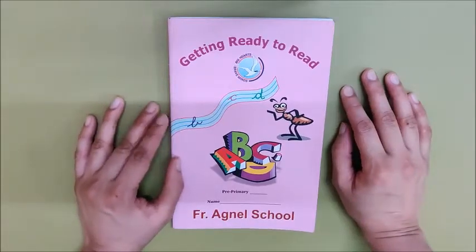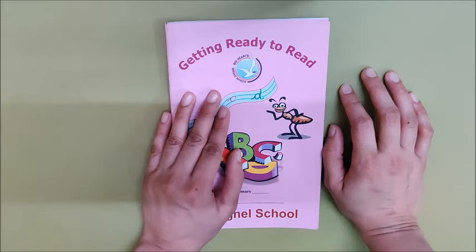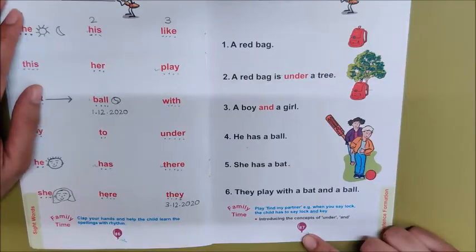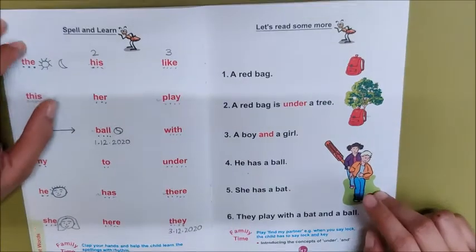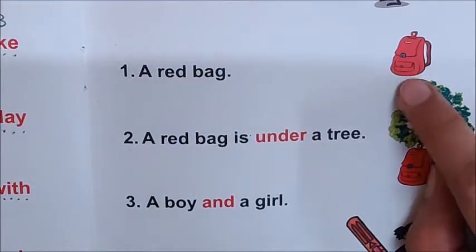Hello children, today we are going to do reading of some sentences. Open page number 17 of your reader. I have opened page number 17. Now, children, look at this picture. What do you see here?